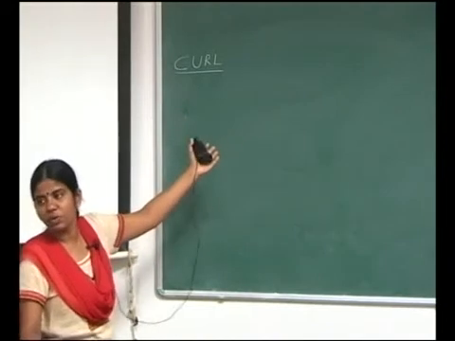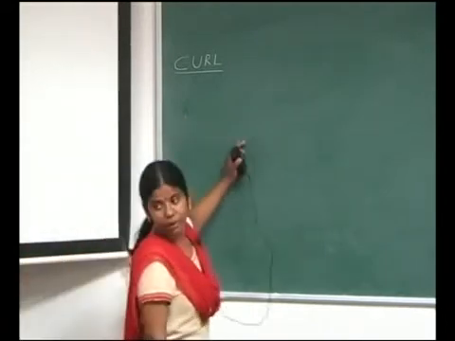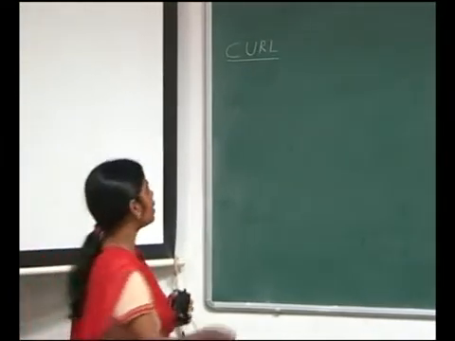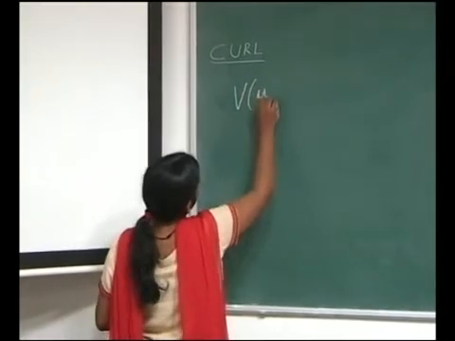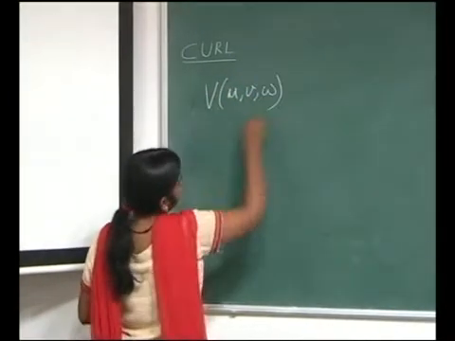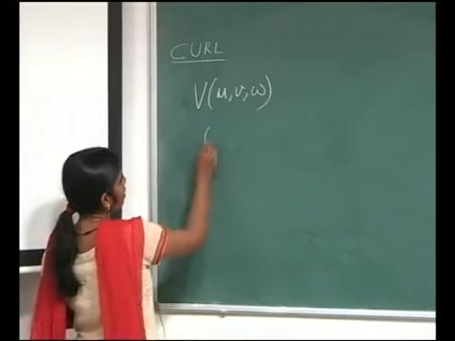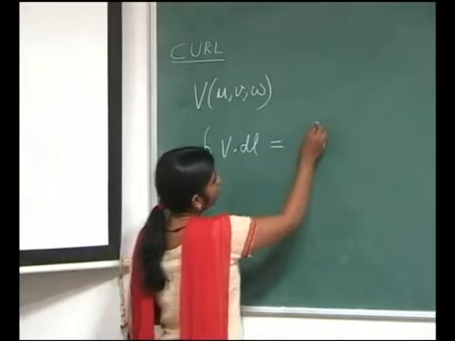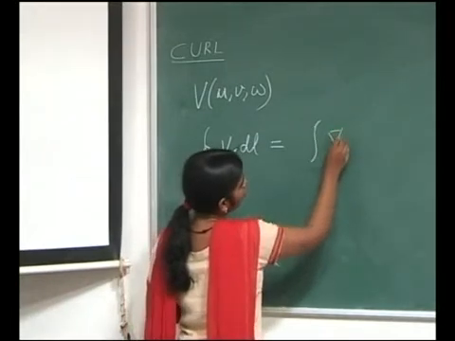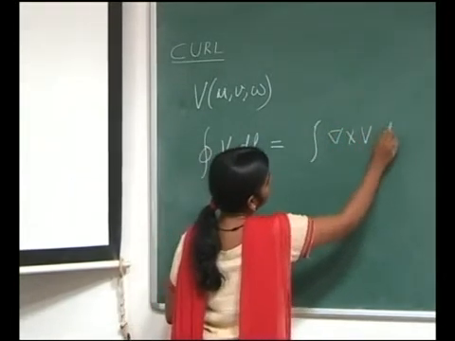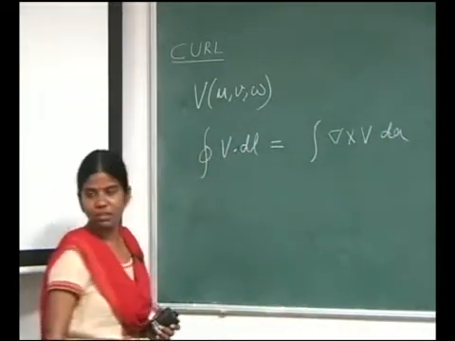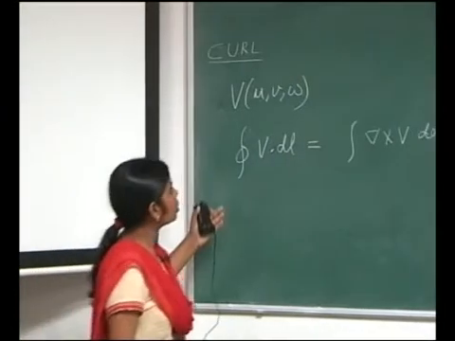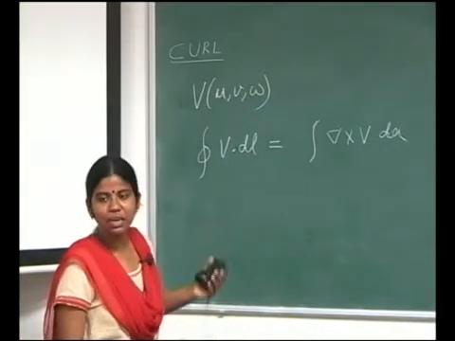In that, I know that if I integrate over a loop, and I have any vector, say v, which is a function of u, v and w, then I can say that the loop integral of v dot dl is actually equal to the integral of del cross v dA. Okay, this is the theorem from Stokes. So, we will utilize this theorem to calculate curl in any curvilinear system.